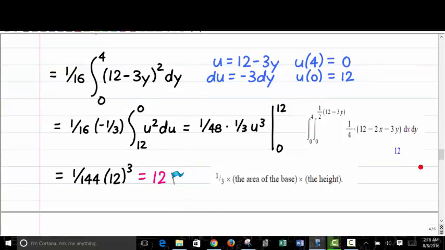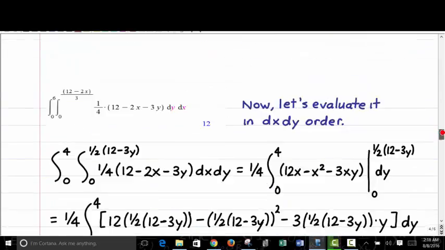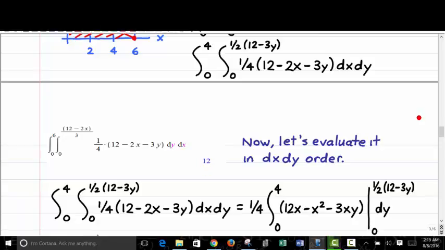Well, I put it right there in Maple, though. I got 12. Was that the same? Yeah, dx dy, I got 12 there. dy dx, my setup got 12.